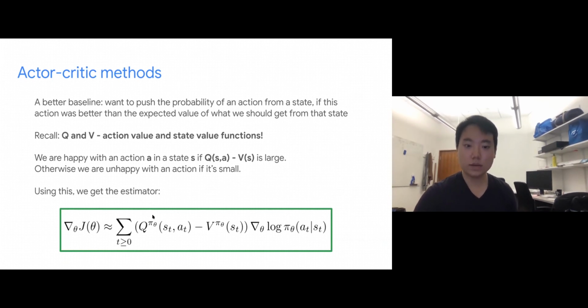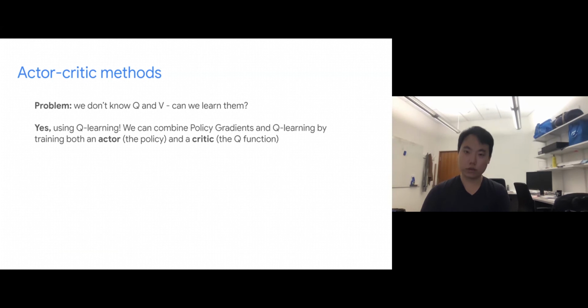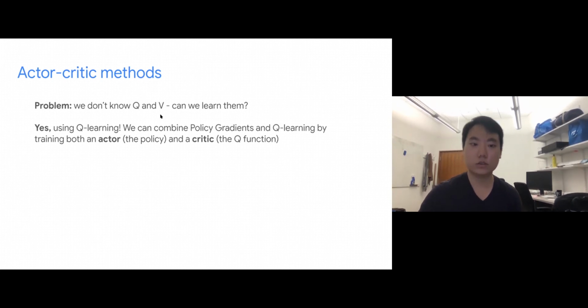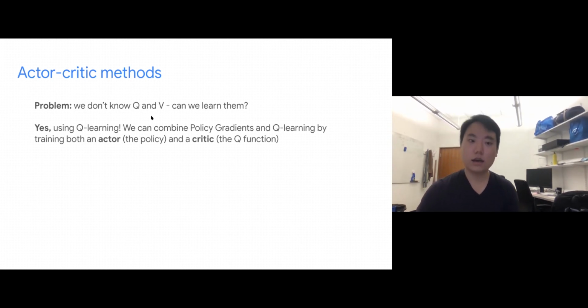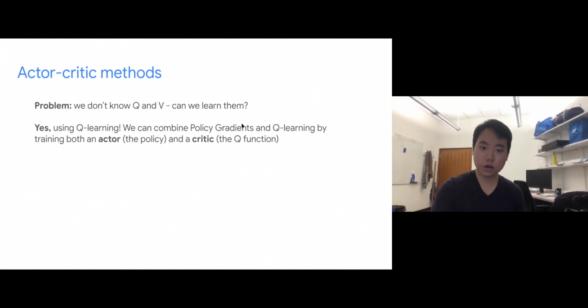So this presents our next method, which is a combination of Tuesday's algorithm and today's algorithm. On Tuesday, we know that at the start, you don't know these Qs and Vs, and we presented some methods to learn them. So we can use Q learning or any of these deep Q networks to learn these Qs and Vs. The combination of these methods is called actor-critic methods. They combine policy gradients and Q learning.